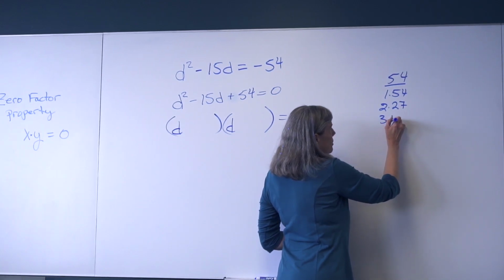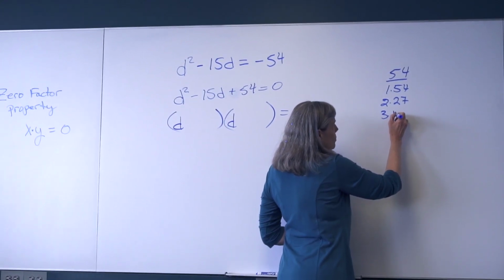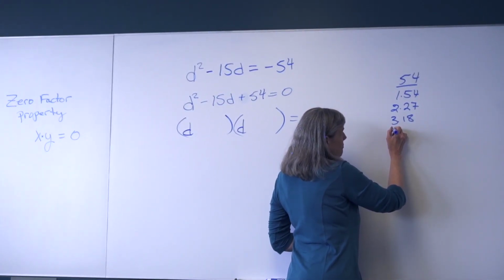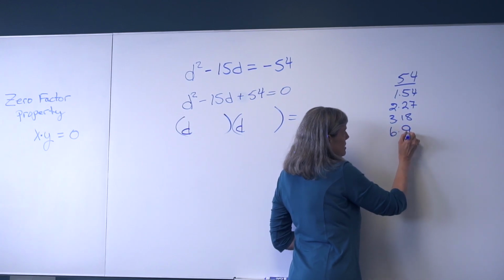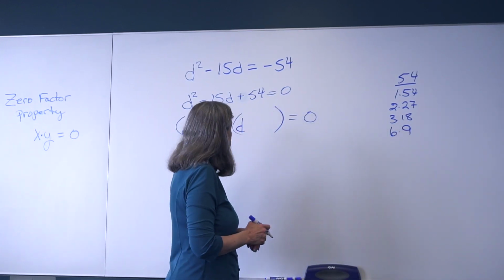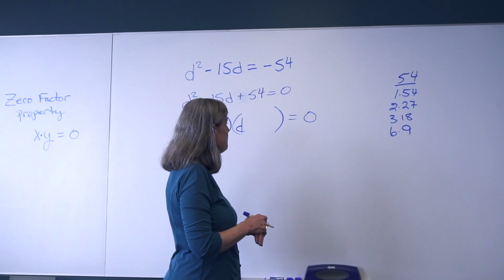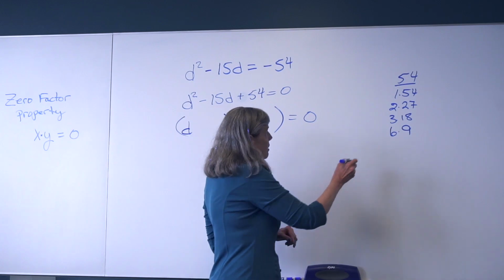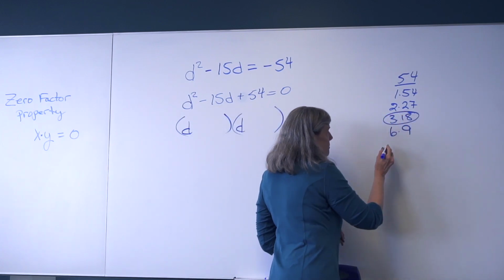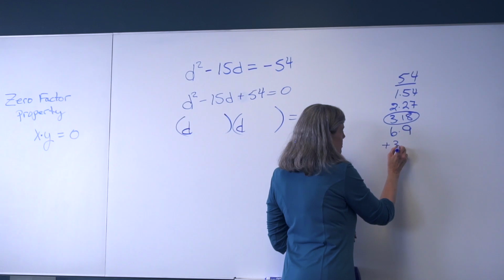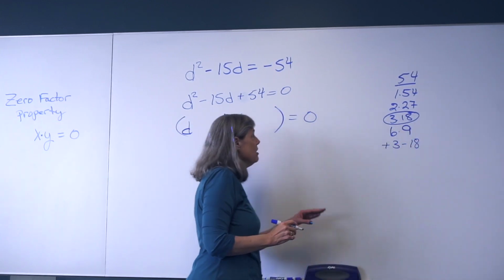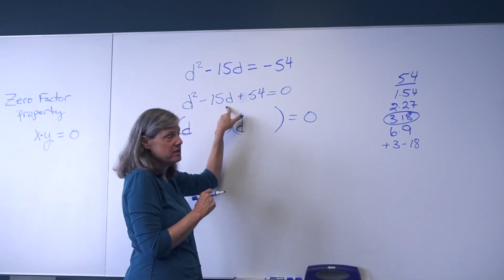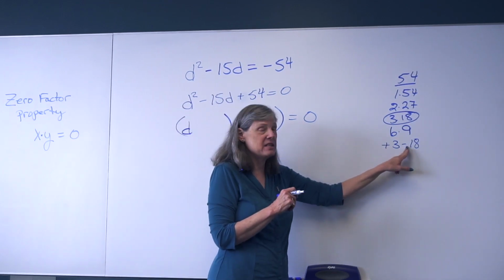3 is 18. 6 is 9. 4 doesn't go into it. 5 doesn't. Okay, that's everybody. So, now I'm looking for 15. Oh, let's do this one. That would have to be plus 3 minus 18. When I add those two together, I get negative 15. That's what I want. Last critical step, positive times a negative.